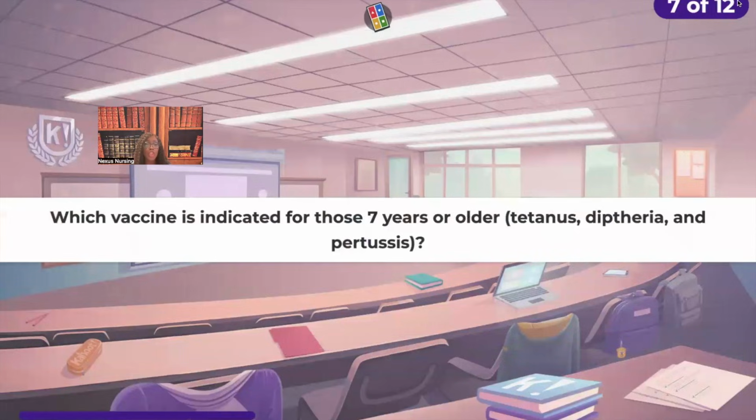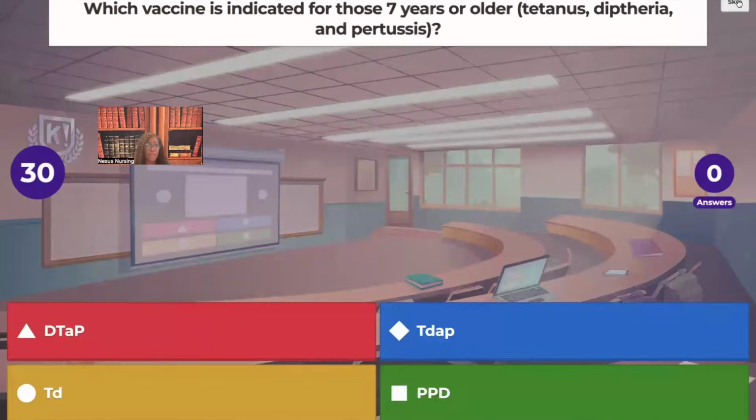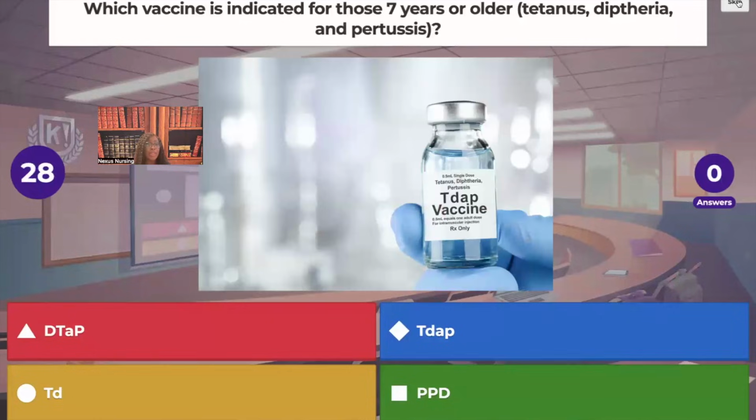How about the children who are 7 years or older? We're still talking about the tetanus, diphtheria, and pertussis. Is it going to be capital D, capital T, small a, capital P? Is it going to be your Tdap, capital T, small dap? Is it going to be your TD, capital T, small d? Or is it going to be your PPD? You got to know the difference.